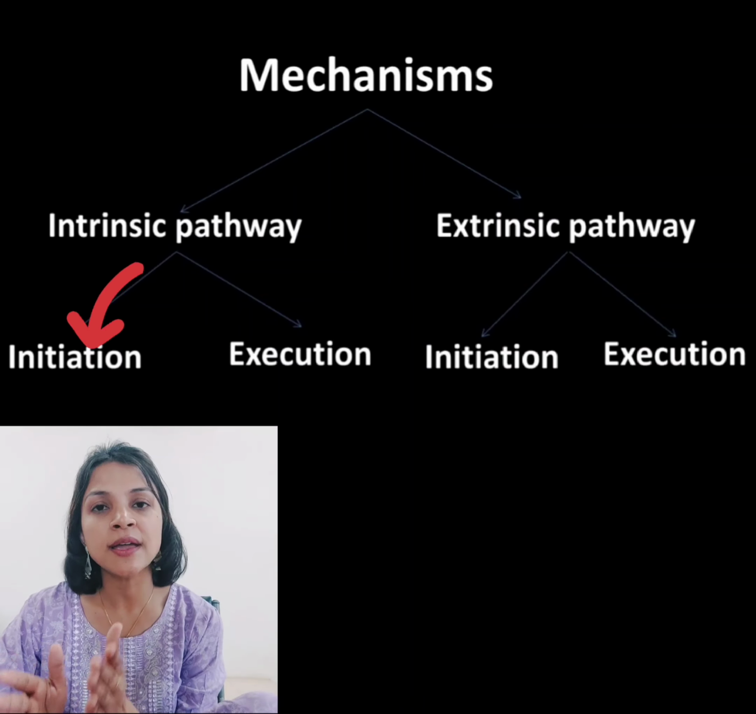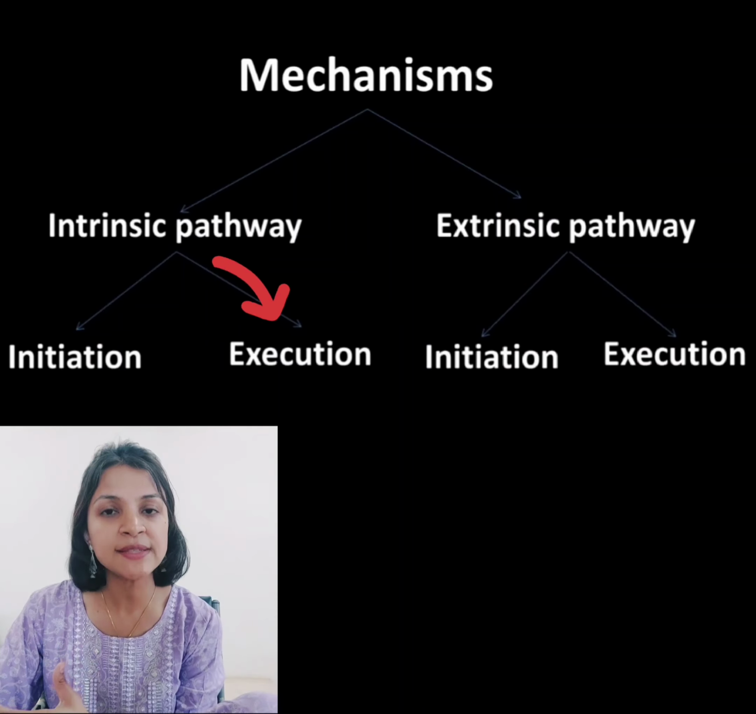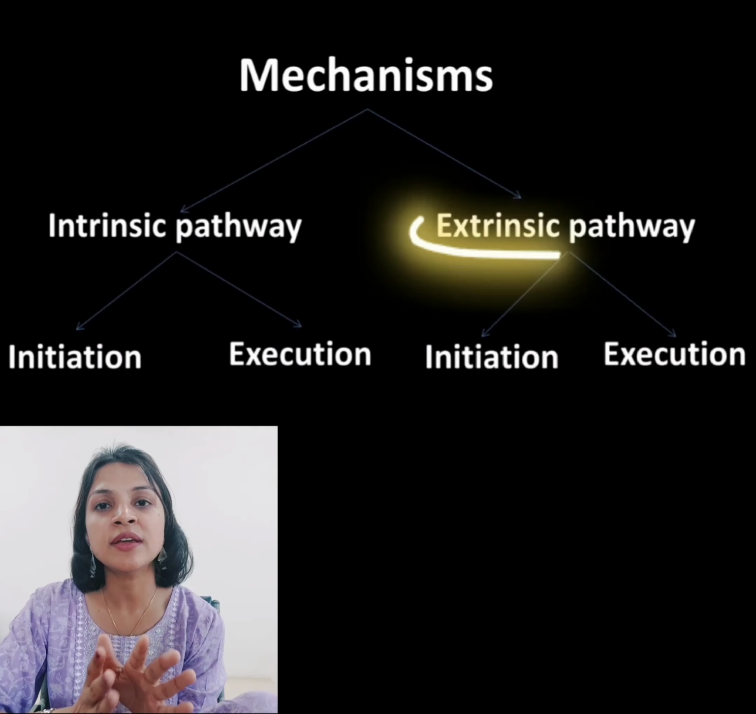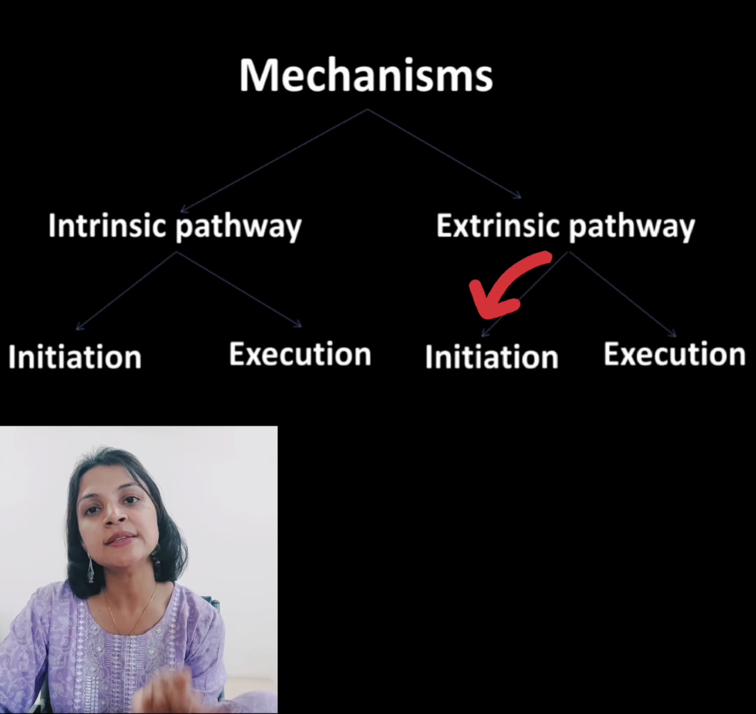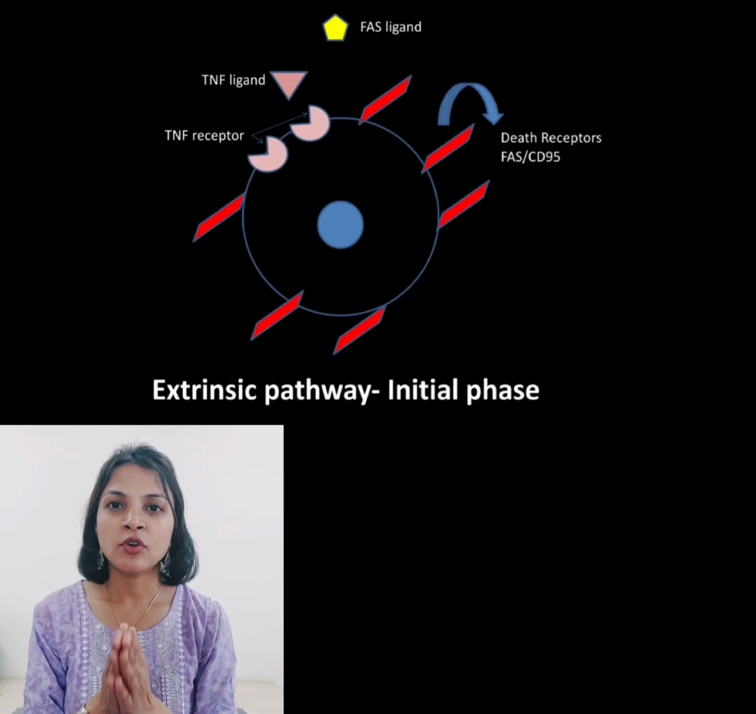For intrinsic, again there are two phases. One is the initiation phase, that is the initial phase, and the execution phase. Again, for the extrinsic, we have the two phases. One is the initiation phase and the second is the execution phase. Now let's see the extrinsic pathway of apoptosis.